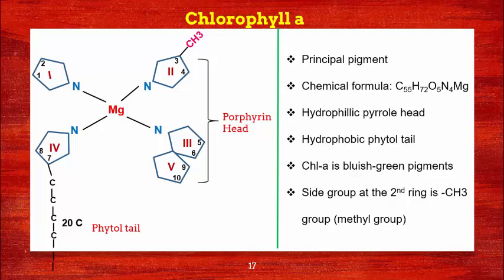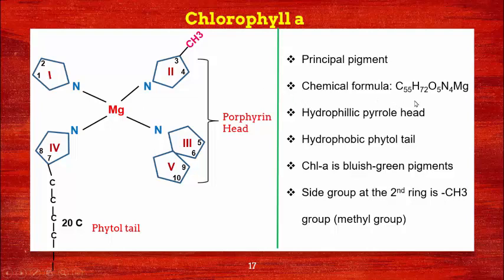Going into details of photosynthetic pigments. First of all, we will see the chlorophyll A pigment. Chlorophyll A is a primary pigment found in all plants. We can see here the structure of the chlorophyll A molecule. Magnesium is at the center and surrounded by 4 nitrogen atoms and 4 pyrrole rings, and the entire structure is called a tetrapyrrole or porphyrin head.